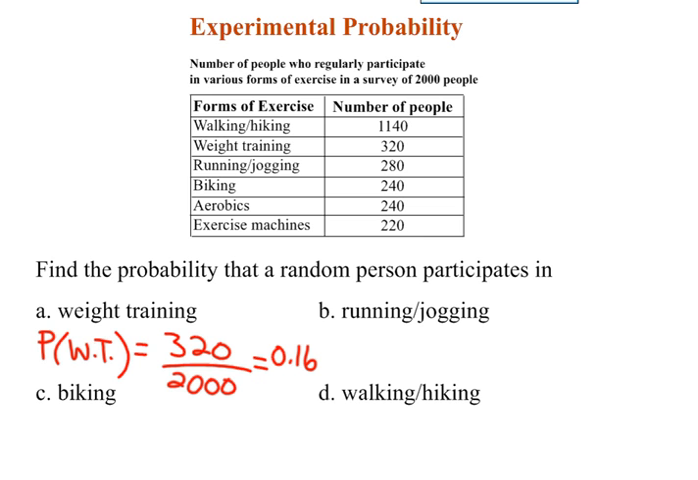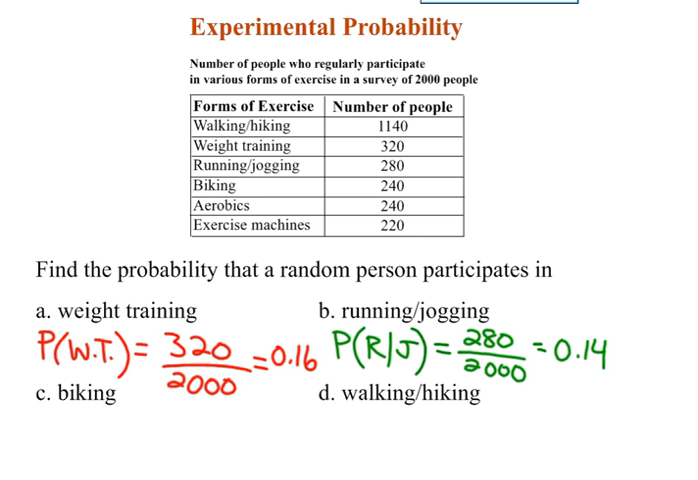In part B, they ask us to find the probability that a randomly selected person is a runner or a jogger. So I'll say probability run/J for runner or jogger. So we're going to look at our table. There are 280 people that are runners or joggers over a total of 2,000. Comes out to a probability of 0.14.